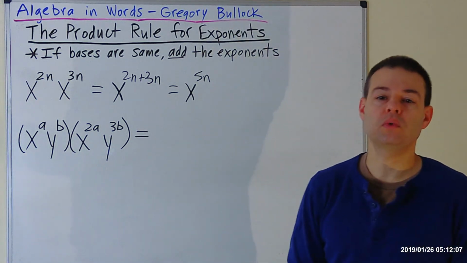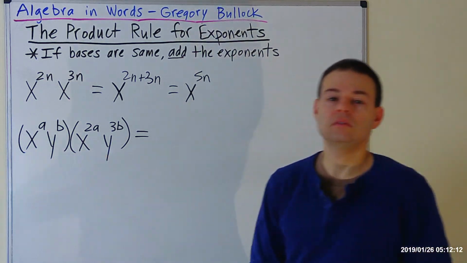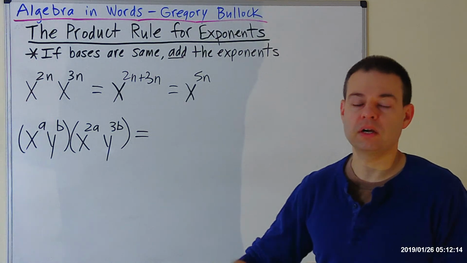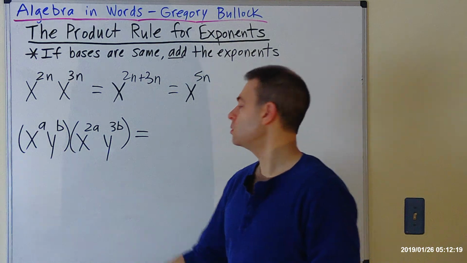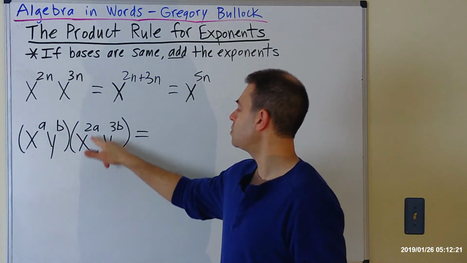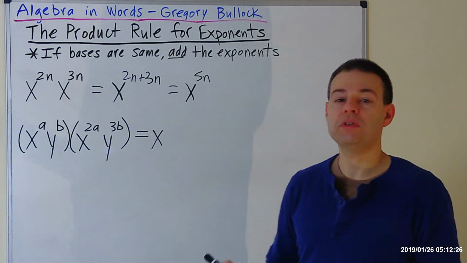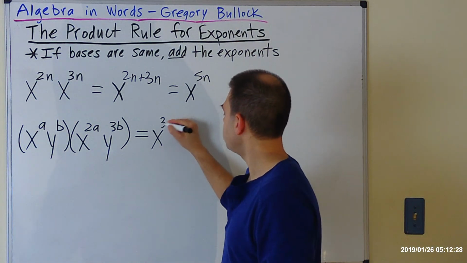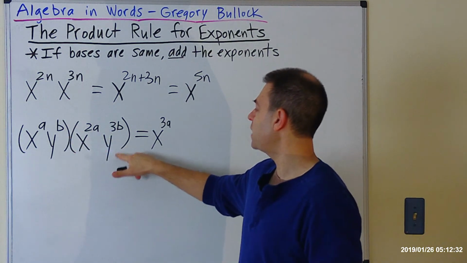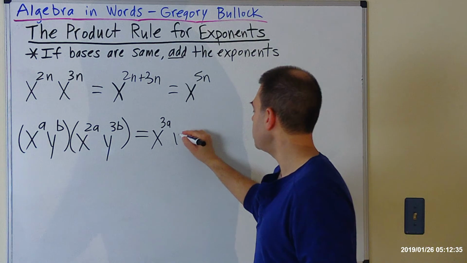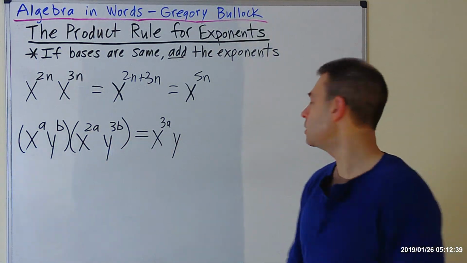Let's look at the next one, which is similar to the previous one. It's just that now there are two variables in each factor. So let's again start with the x's alone. X to the a times x to the 2a. A plus 2a should be 3a. So it's x to the power of 3a. And then move to the y's. Y to the b times y to the 3b. So write the common base y, and 1b plus 3b is 4b.